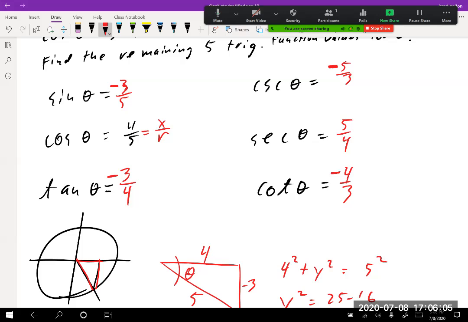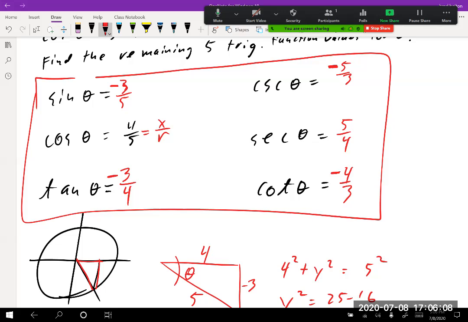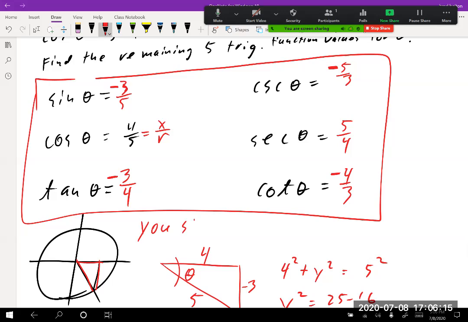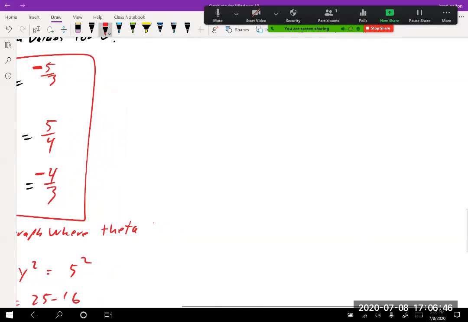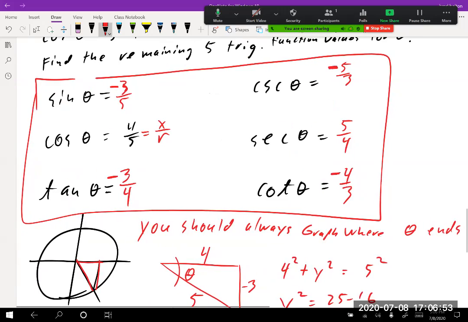So I had to just finish this up, and this is a test question. You will see something like this on the exam, okay? It's very important that you always graph where you think theta ends up, based on the rules that they give you, okay?